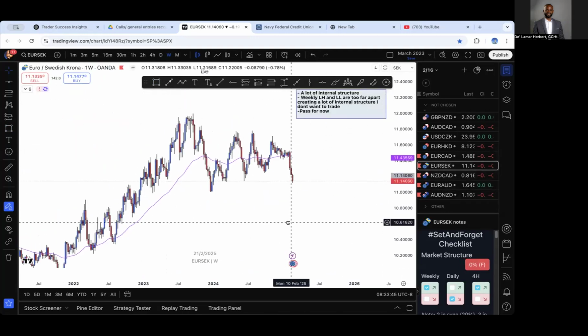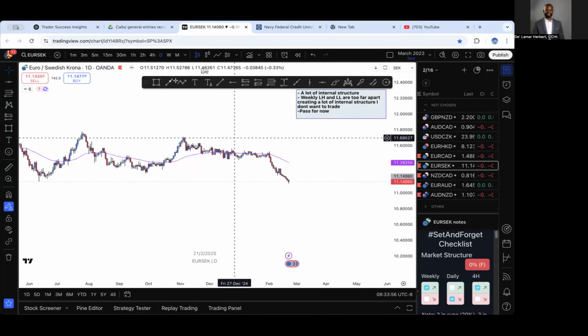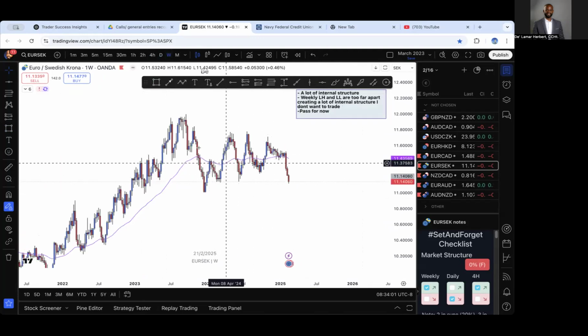Euro SEK, same thing. So this is why I'm not trading into it, right? Weekly is bearish, daily is bearish, but we're still in this chaos, this consolidation happening, and this has been happening since 2023. Wow.